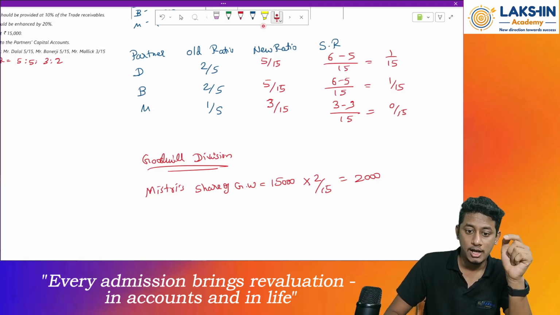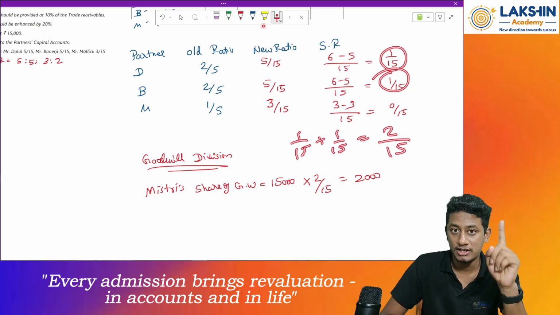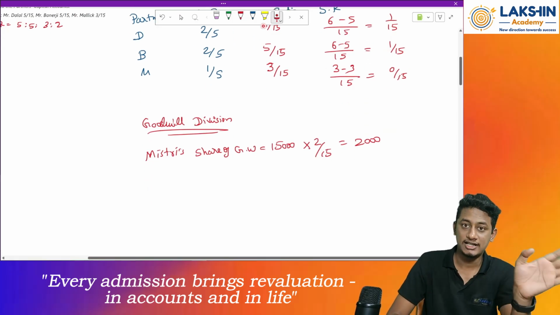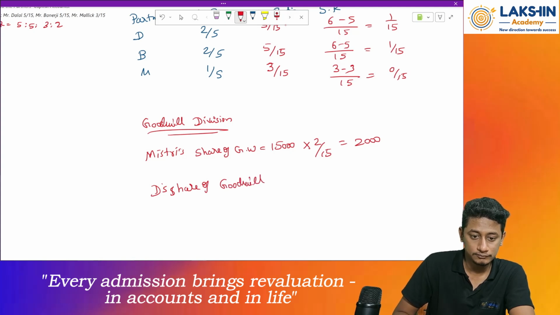But if I multiply these both, what will happen? 1 by 15 plus 1 by 15 will be 2 by 15. It's not a whole number over here. Hopefully these basics are covered in maths. Okay, so now, D's share of goodwill is how much? 2,000 into 1 by 2.